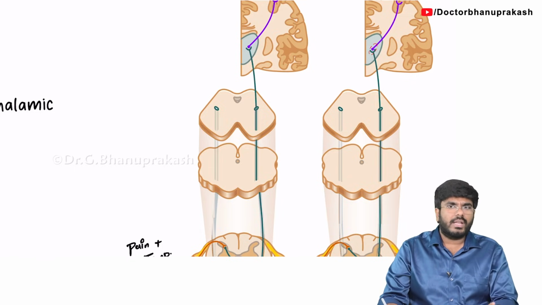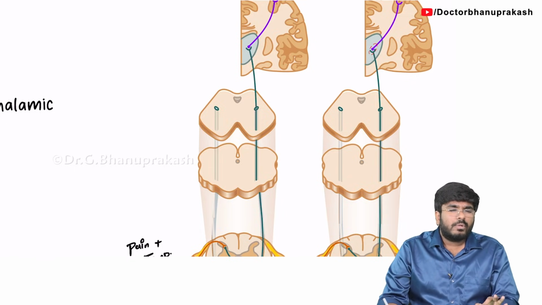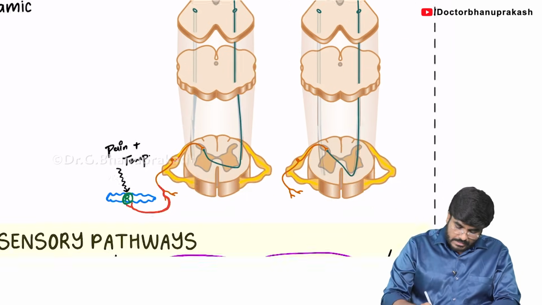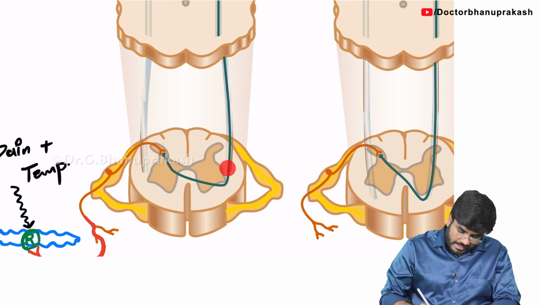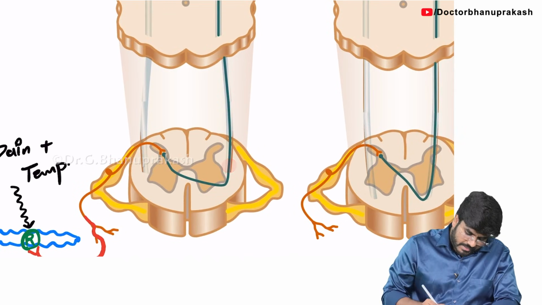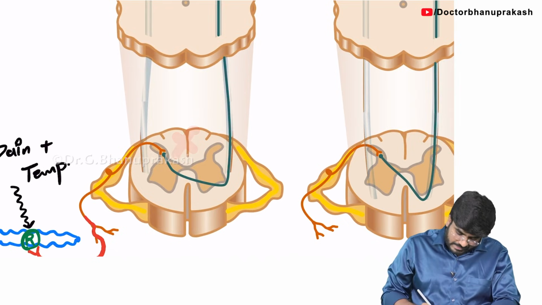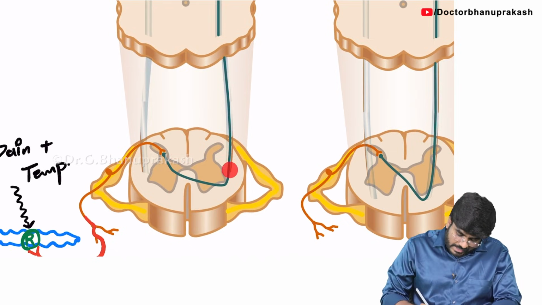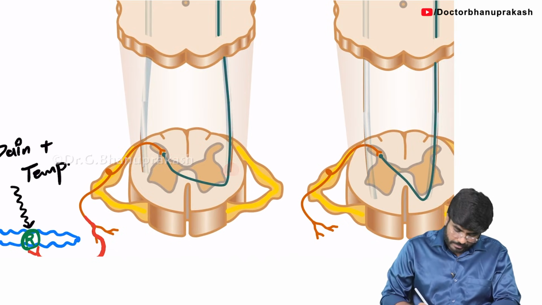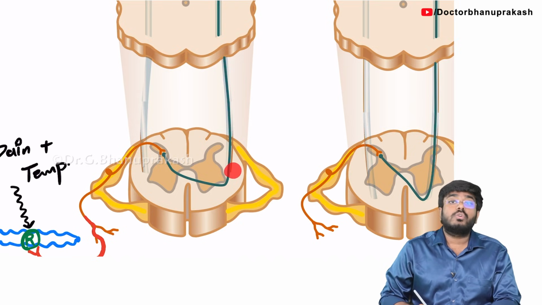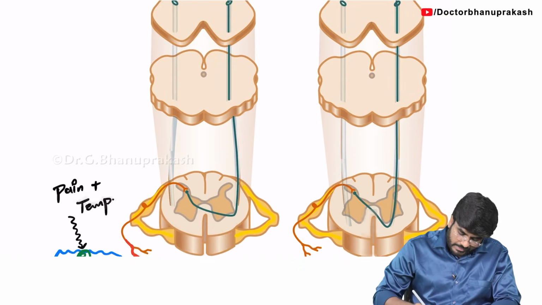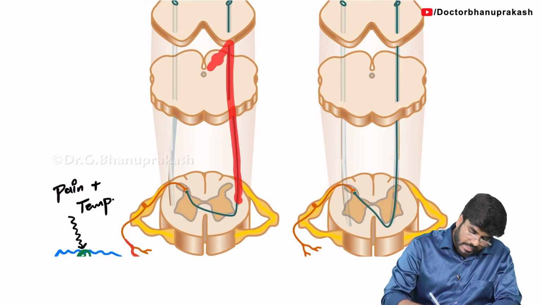But wait, not enough. Tell me, this spinothalamic tract, in which column exactly is it traveling? Sir, is it traveling in the dorsal column? No. Is it traveling in the anterior column? No. So where is it traveling, sir? It is traveling in the lateral column, guys. So this tract is called the lateral spinothalamic tract.